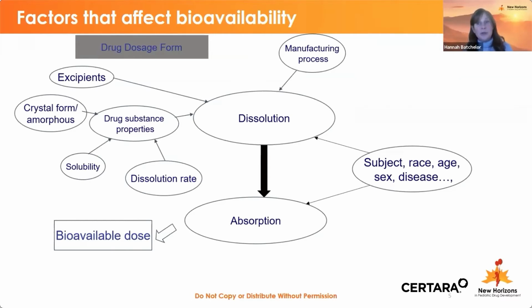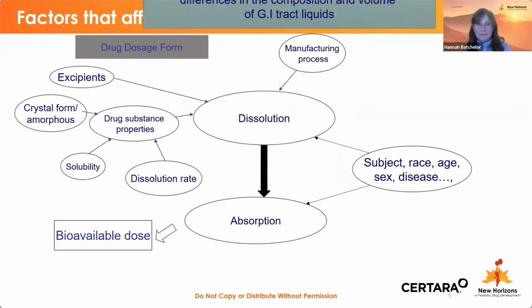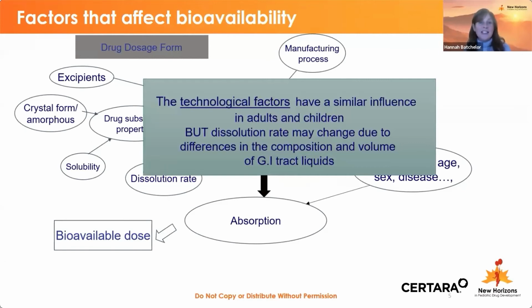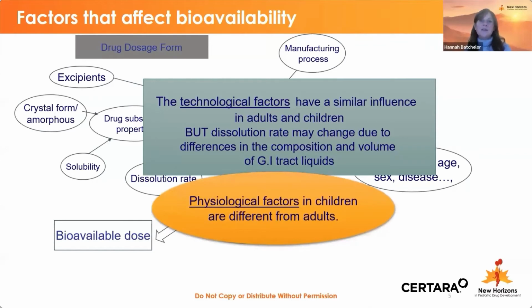Once the drug is dissolved, the absorption should be similar in the same population, but then there are differences between paediatrics and adult populations. So I've just put these summaries here. So technological factors might have a similar influence in adults and children. However, you need to consider the dissolution rate. Dissolution is a function of the drug that's dissolving in the solvent available. If there's a change in composition or volume, then the dissolution will be affected. There's also the impact of the physiological factors that might be different in children to adults, and I'm going to speak more about that later in this presentation.